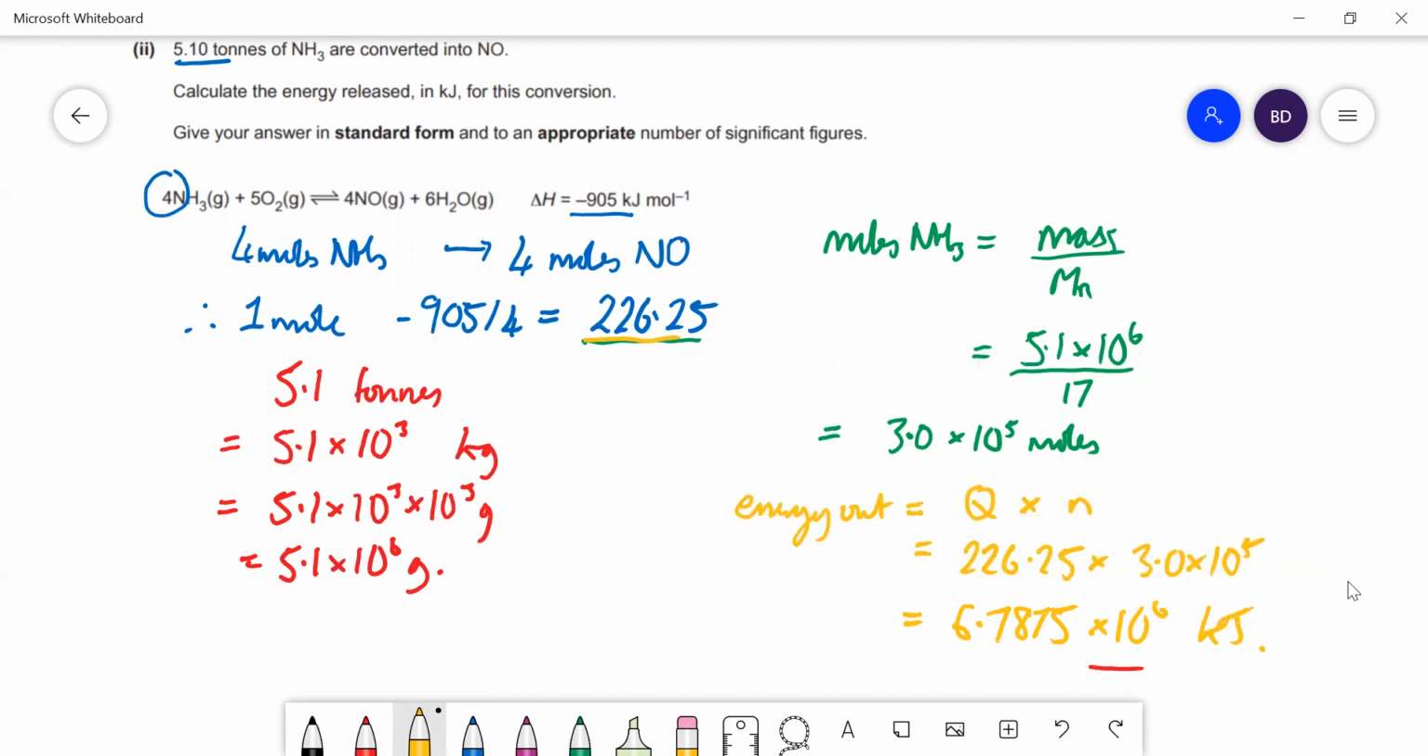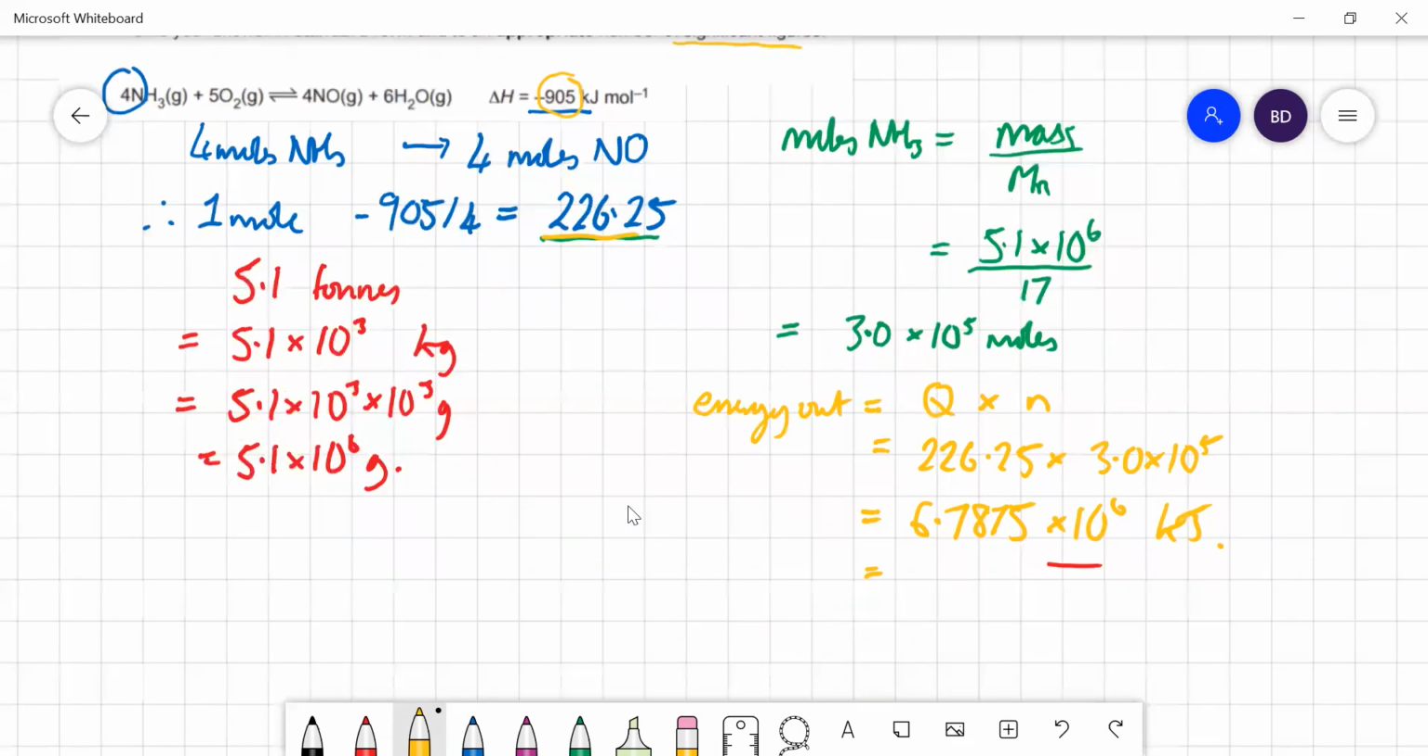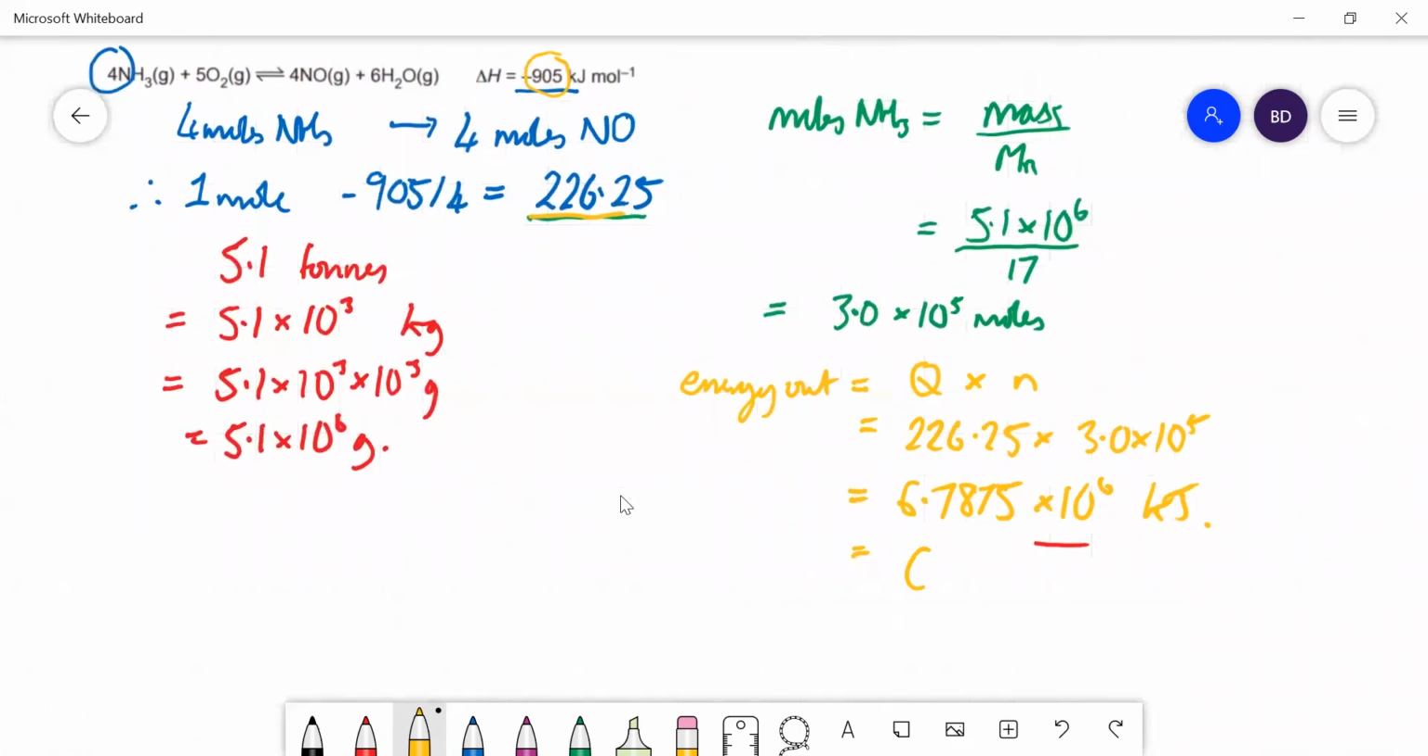To the appropriate number of significant figures, we should give it to 3 significant figures, because that's the number of sig figs in the mass. So it's 3 significant figures. We'll leave it in standard form, obviously: 6.79 times 10 to the 6 kilojoules.